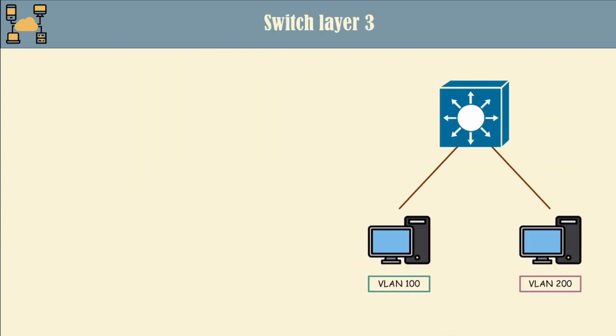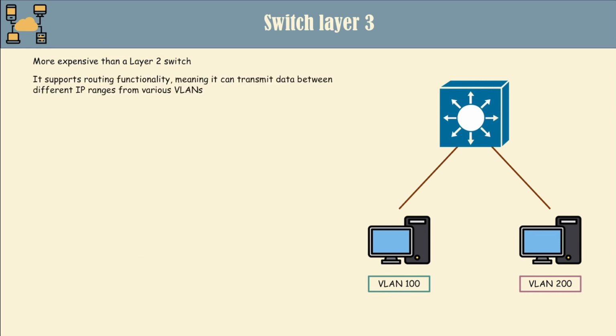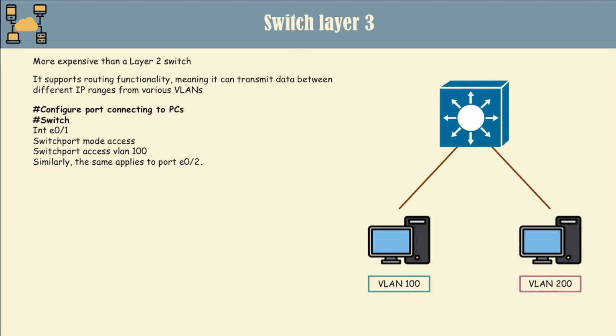Let's move on to method 2, using a layer 3 switch to interconnect VLANs. This type of switch will be more expensive than a layer 2 switch. It supports routing functionality, meaning it can transmit data between different IP ranges from various VLANs. These switches are referred to as layer 3 switches. This is the configuration. You can pause the video to look at it.